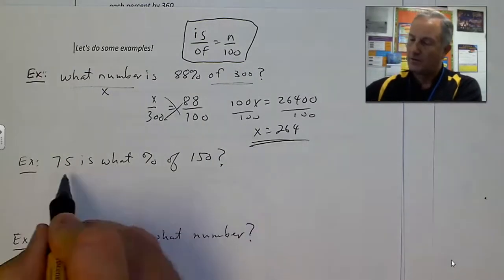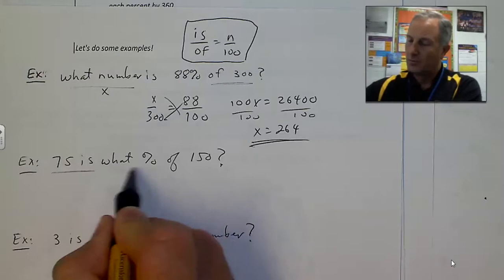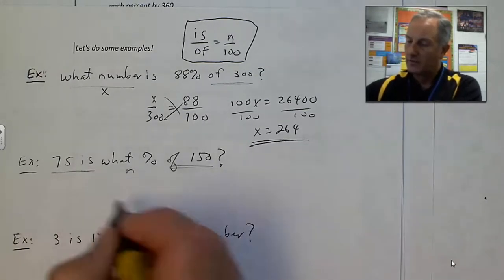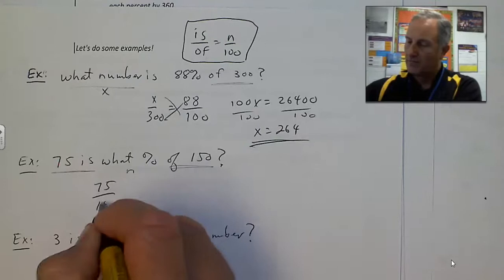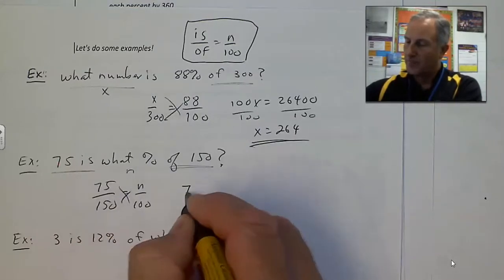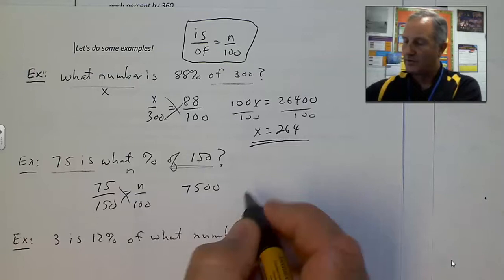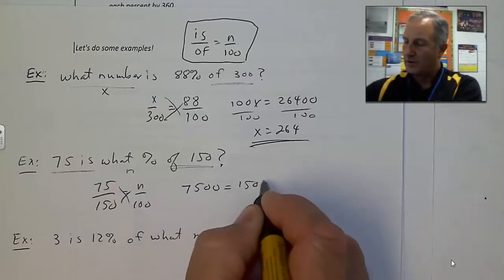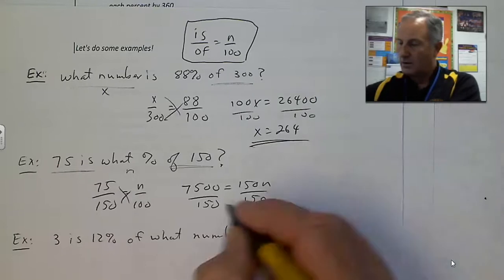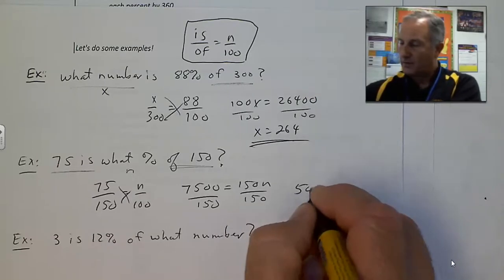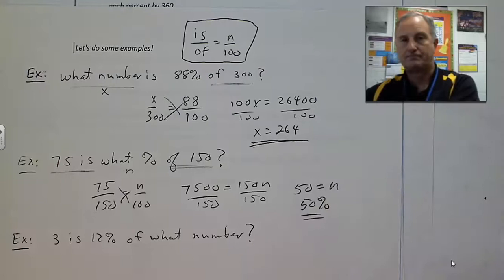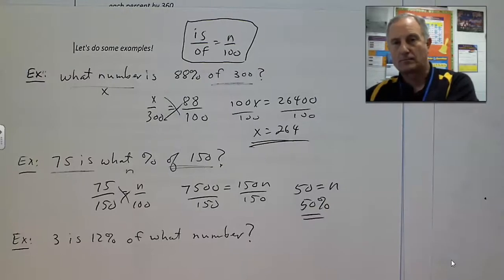Next example, 75 is what percent? There's my n of 150. Is over of equals n over 100. Cross multiply. 75 times 100 is 7,500. It's 150n. And we're going to get 50 equals n, which is 50%. Okay, just cross multiply and divide.